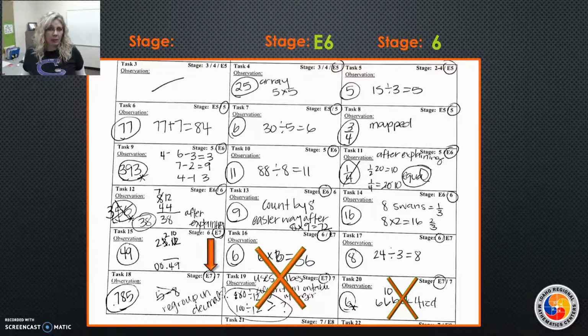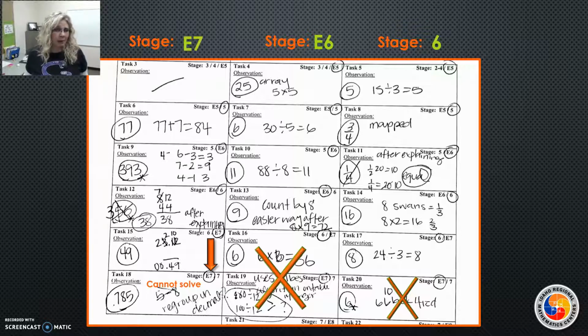Now, going on to addition subtraction. At this point, we see that the student couldn't solve it. They tried a couple of things. They tried regrouping with decimals, we think, but the final answer that they came up with was not correct. So we score that as a cannot solve, which technically would be that E7.